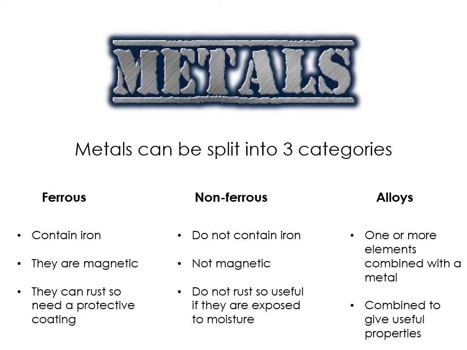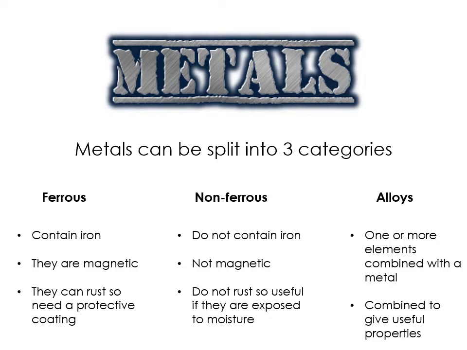So they often need a protective coating. Non-ferrous is the opposite. They do not contain iron, they're not magnetic, they do not rust, so they're quite often useful outdoors or if they're going to be exposed to moisture or things like that. And alloys are one or more elements or metals combined together.